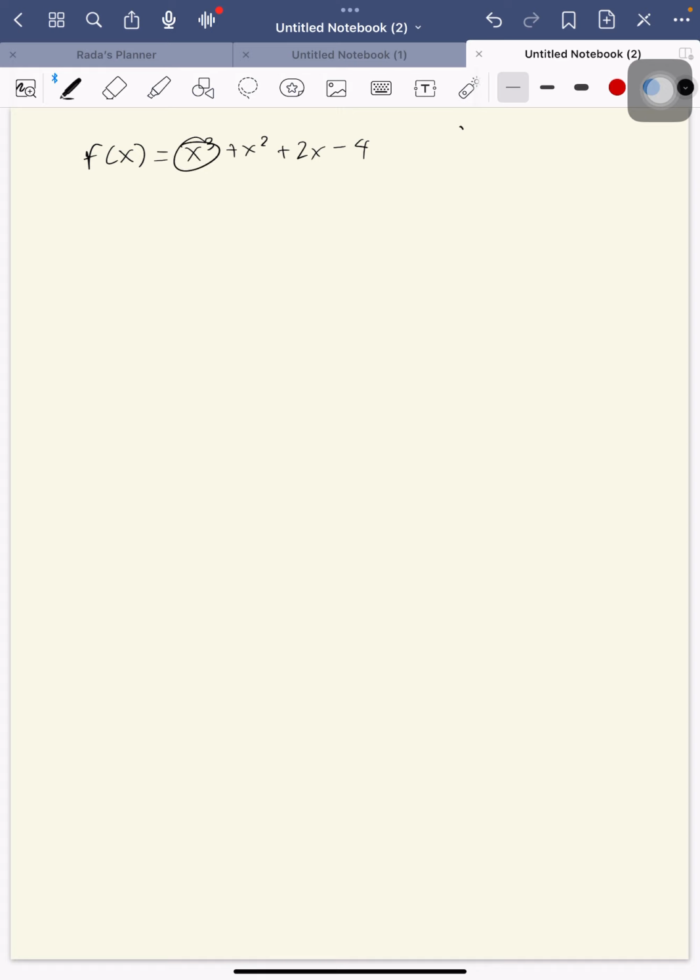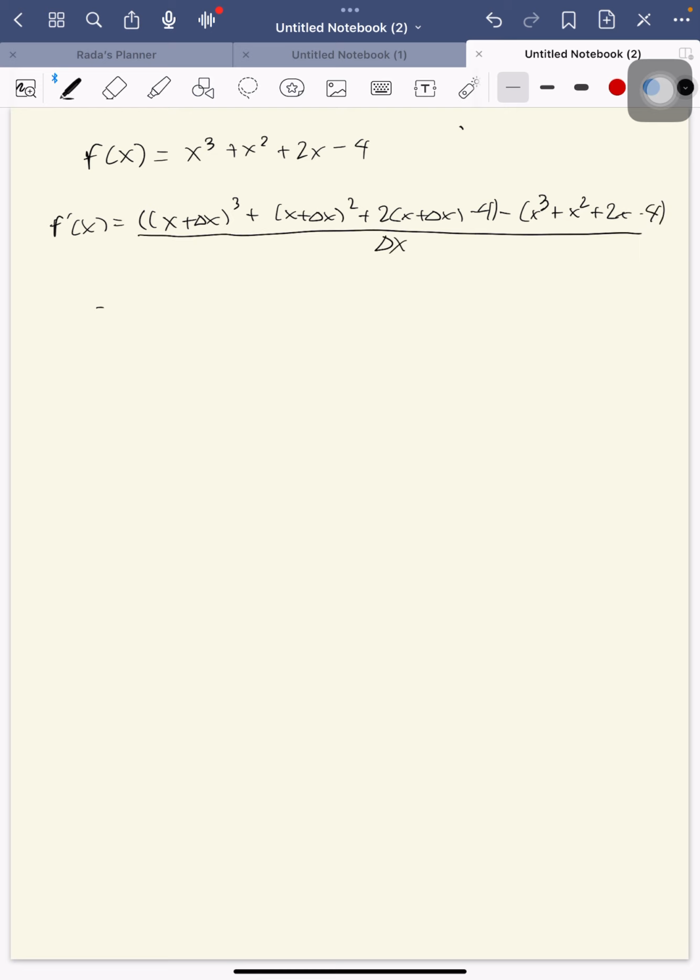Substitute all the x with x plus delta x. So it will become the derivative of x is equal to x plus delta x cubed plus x plus delta x squared plus 2 times x plus delta x minus 4, minus x cubed plus x squared plus 2x minus 4, all over delta x. Next, find the value.